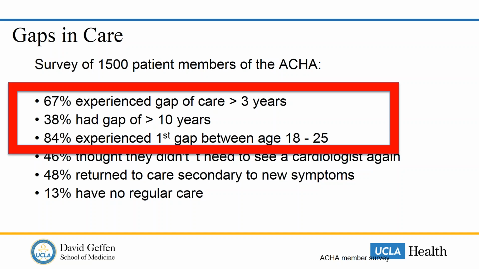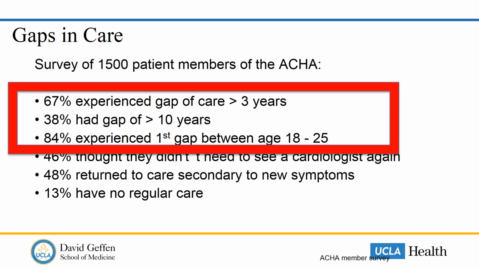took a survey. And what they found was that over 67% of them had a gap in their care, meaning that they fell out of care for over 3 years once they became an adult. Almost 40% of them had a gap in care that was more than 10 years. So that's a huge number of patients who are just being lost to care. And almost 85% of those patients had their first gap in care somewhere between age 18 to 25.